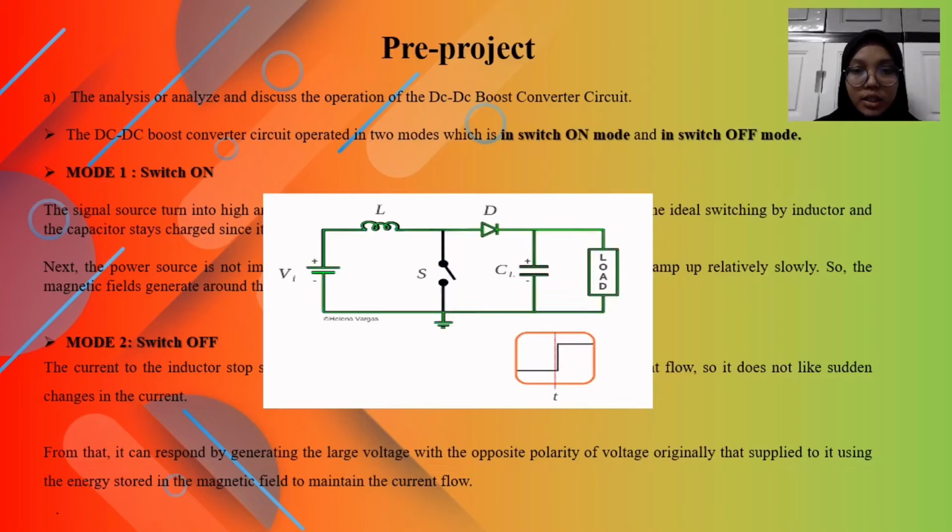As we can see here, when the switch is closed, the current only flows through the blue path. When it's off, which is open, all the green path appears here, and this is the duty cycle pulse for this circuit.